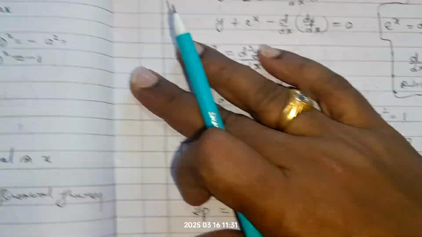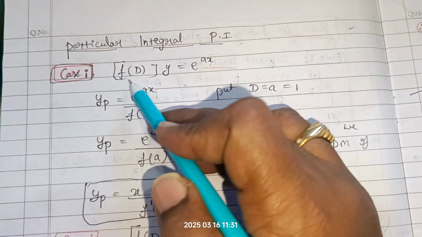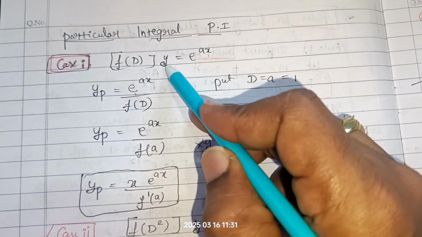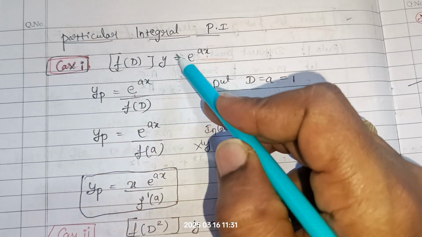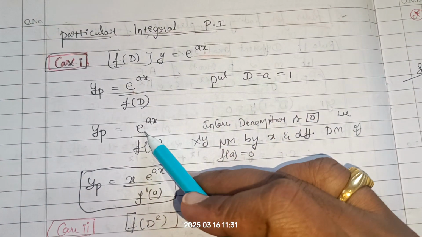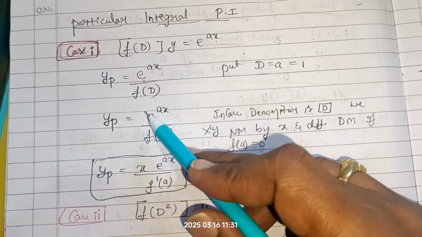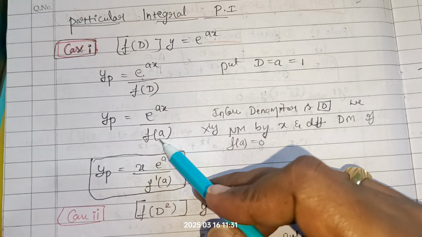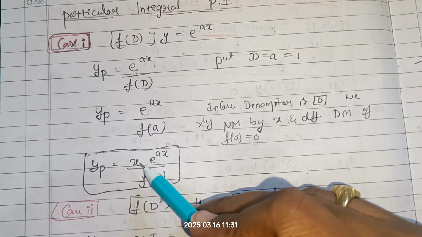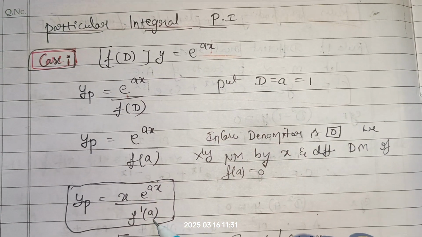Okay, now how to find the particular integral PI. Case 1, f of D into y is equal to e power ax. To get the particular integral y, you take e power ax divided by f of D. So put D equals a, that is 1. Suppose in case the denominator value is 0, at that time you should multiply the numerator by x, and here you take the differentiation of the denominator. So the particular integral for this case becomes x into e power ax divided by f dash of a. Okay, so this is case number 1.